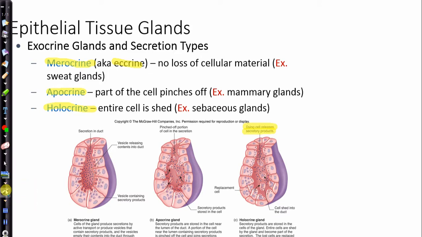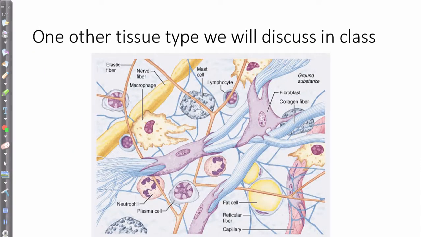Okay, and finally, we will move to the last tissue type we really didn't discuss. We'll focus on it in class. This actually is connective tissue. We'll spend some time looking at it in detail coming soon.